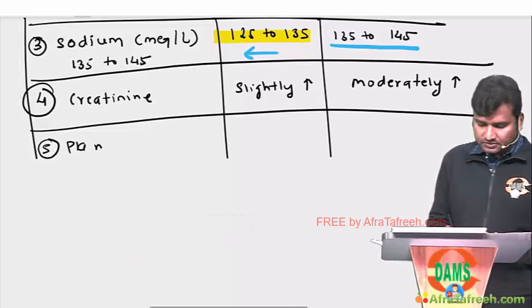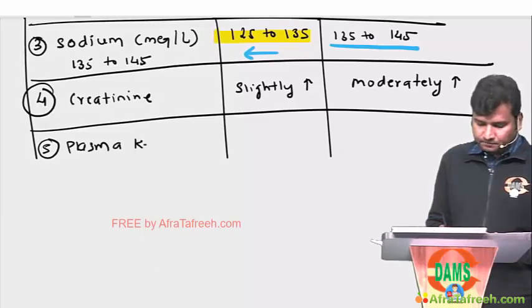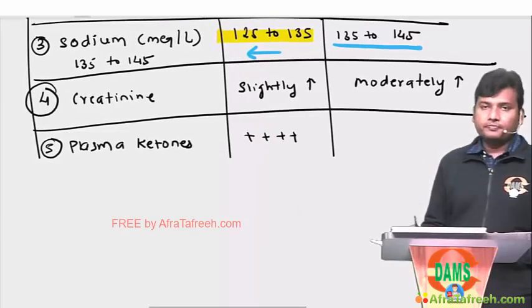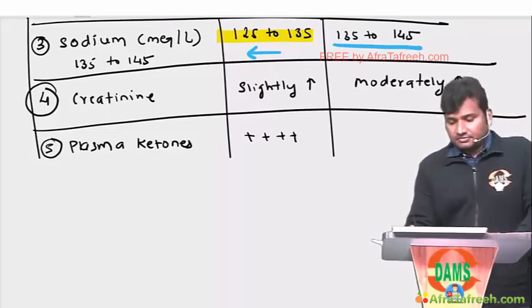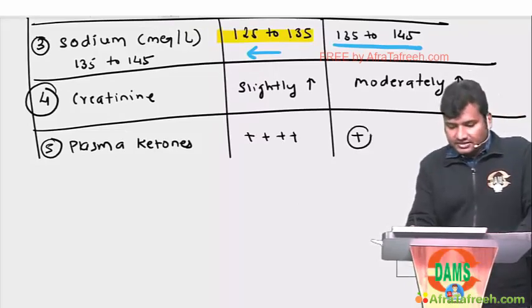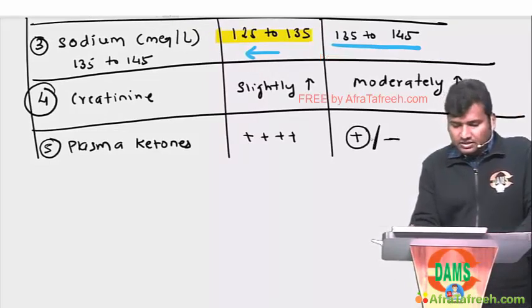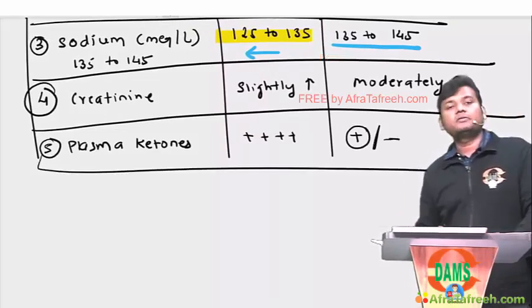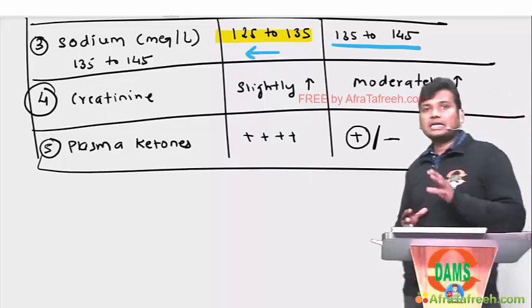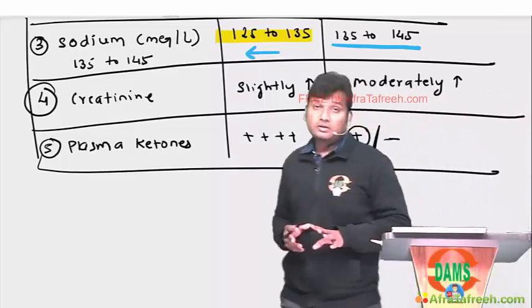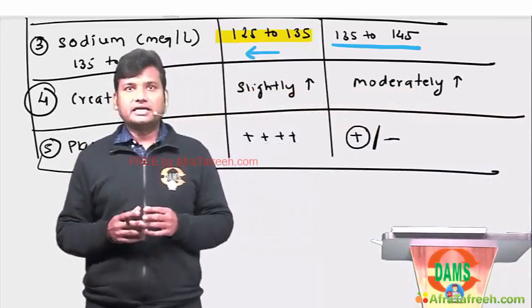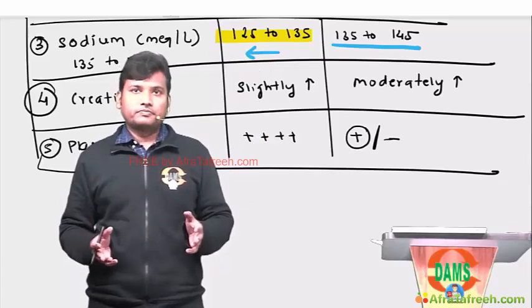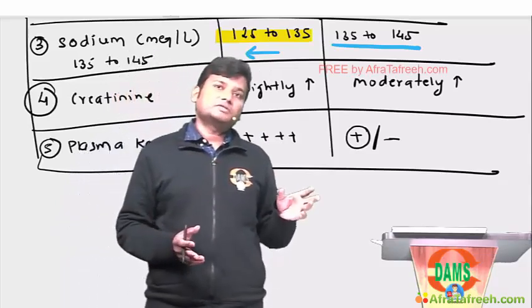Plasma ketones. It is +4 in DKA. Ketones are absent in HHS, but there are some theories which say you may get ketones positive in HHS. Okay, so you can get ketones +1 in HHS, and the exact mechanism of ketone formation in HHS is not known. Okay, there is a theory which is proposed for this.